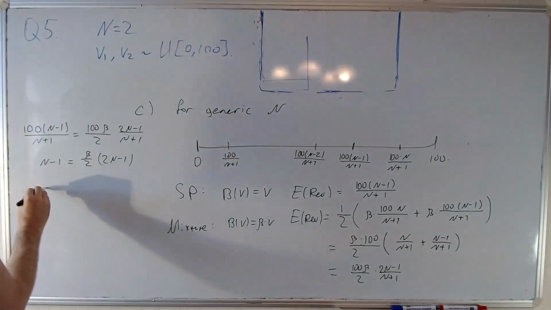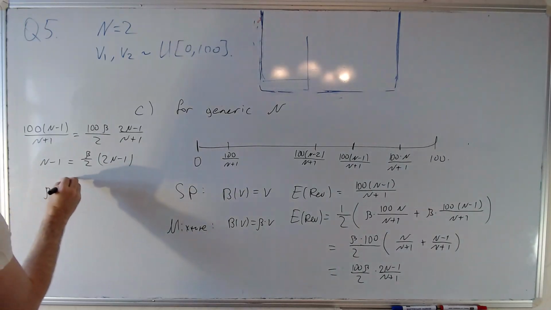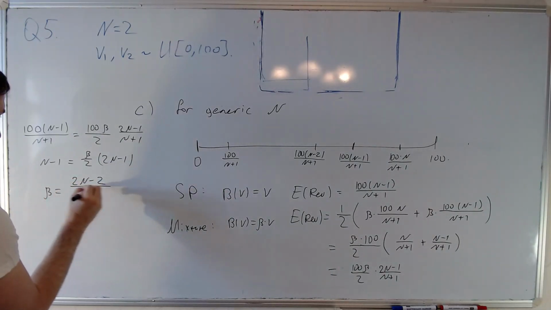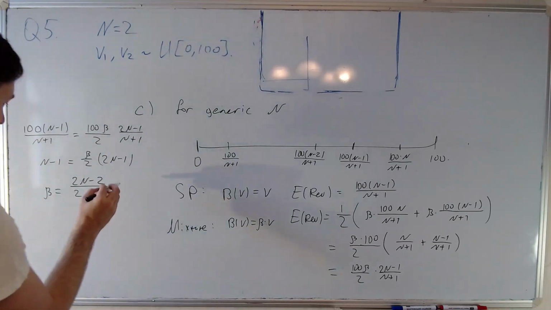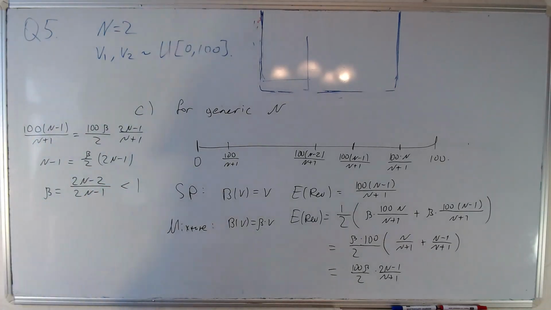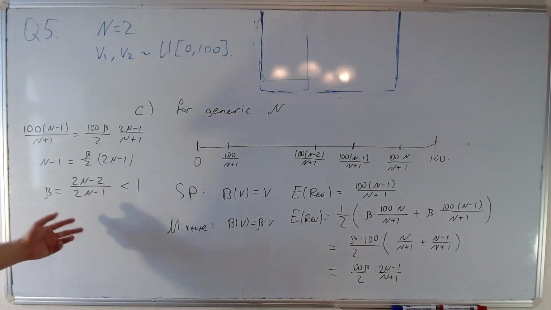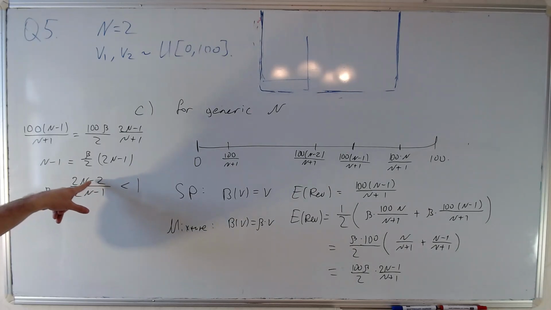Then beta is simply (2n-2)/(2n-1). All right, so we see that it's always less than 1, so you will never bid your value. It gets close to 1 as n grows, but the numerator is always slightly less than the denominator.